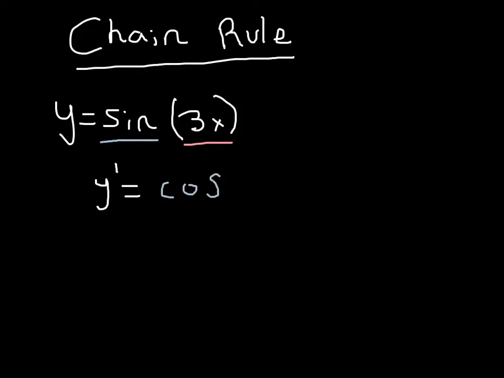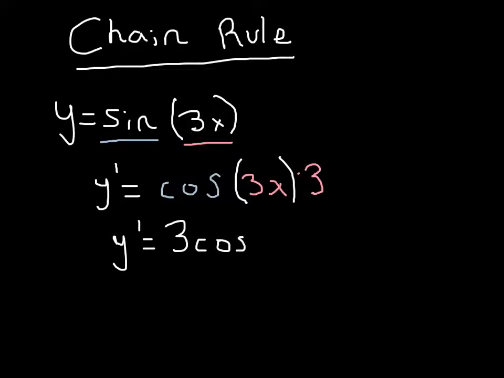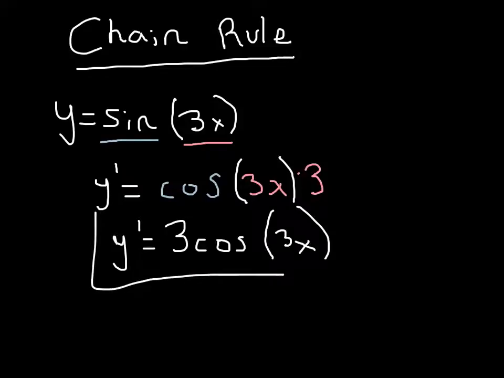And then we're going to keep the original from the parentheses, which was just 3x. That stays the same, that doesn't change. And then after that, we're going to multiply by the derivative of the red shell, which would be 3. And then simplifying this, it would be y prime equals 3 cosine of 3x. And that's your final answer for this problem.